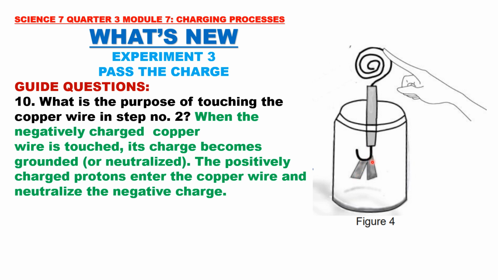So, sa tingin ninyo ang nangyari sa ating aluminum foil? So, sa tingin nyo ba, spread apart pa rin sila or separated? So, ang mangyayari ay sila ay magdidikit na. So, kapag magkadikit yung dalawang strips ng aluminum foil sa ating improvised electroscope, ibig sabihin ay wala ng charge. Okay? So, wala nang charge doon sa ating electroscope.